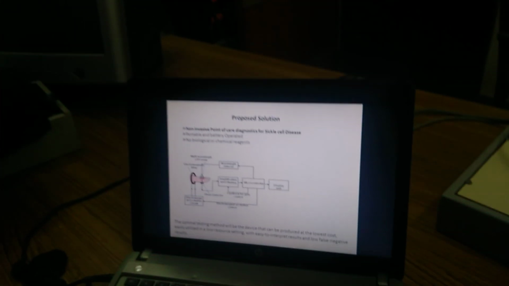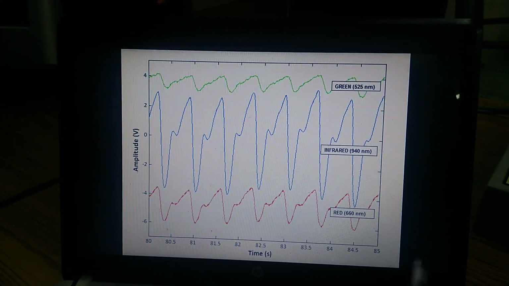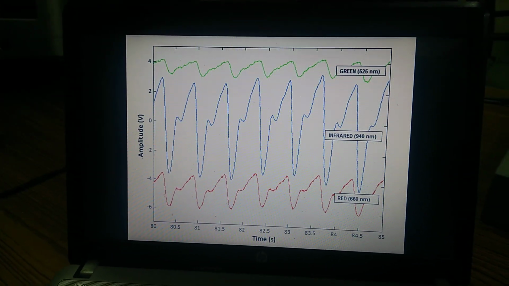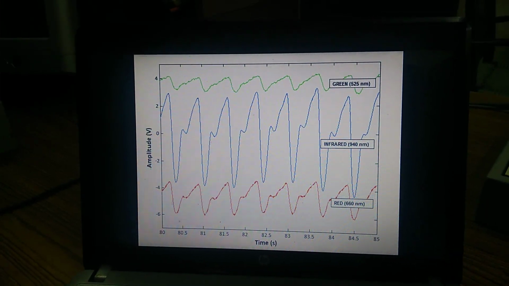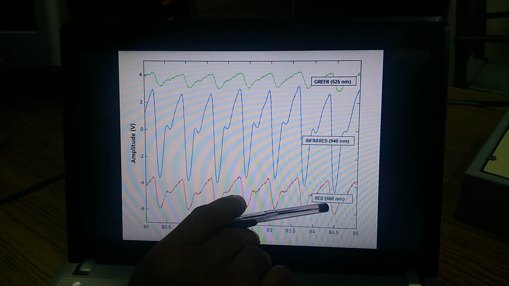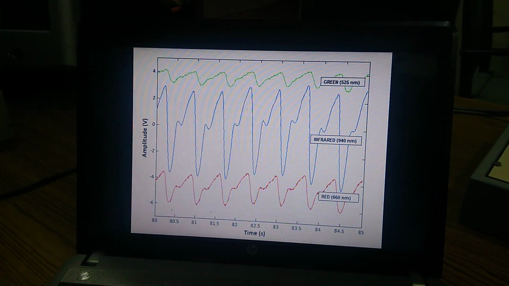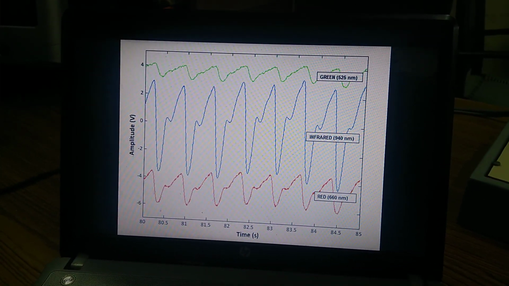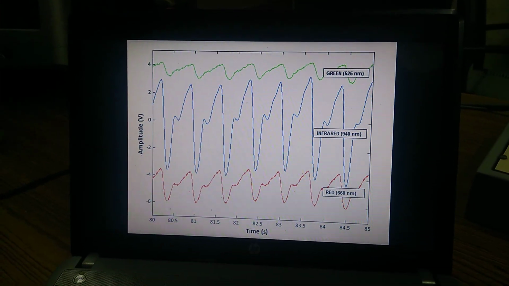These are the waveforms obtained by our device, at three wavelengths shown here. Apart from this we also use certain other wavelengths, but here we have shown 520, 940 and 660 nanometers. These absorptions are different for the same particular person. This is the basic principle and the output waveforms.